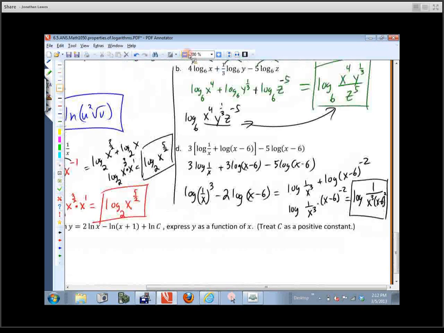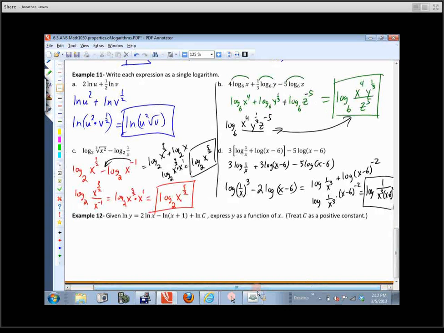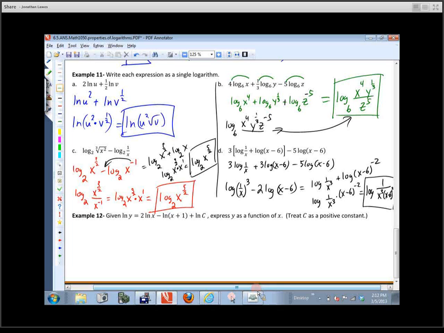We're good? Okay. Then let's take a look at the last problem. You have some problems like this. They're toward the end of the assignment. It says, given that ln of y equals 2 ln x minus ln of x plus 1 plus ln of c, express y as a function of x. Express y as a function of x, and then it says treat c as a positive constant.